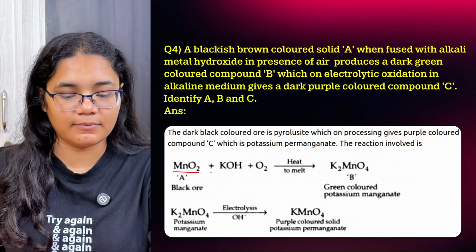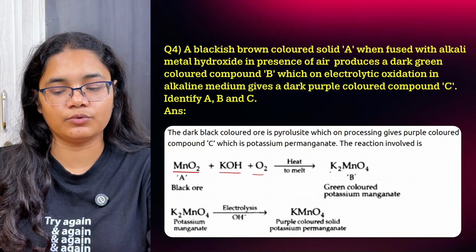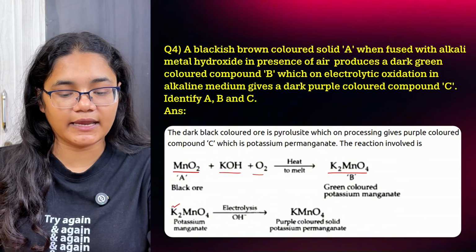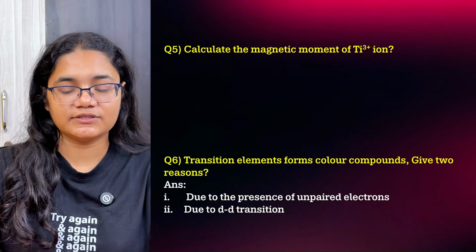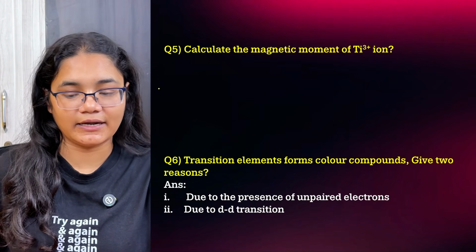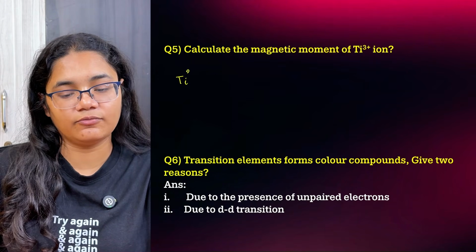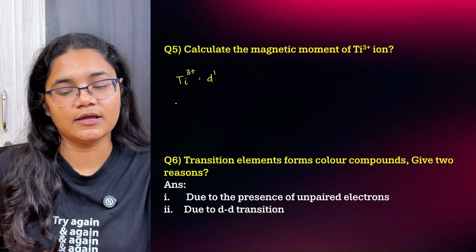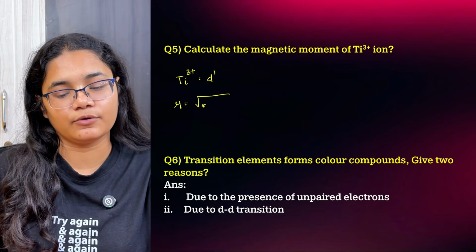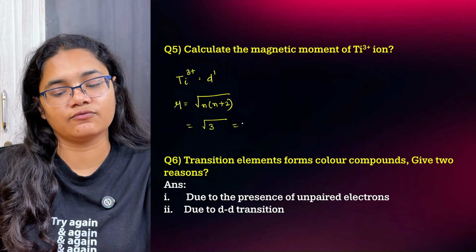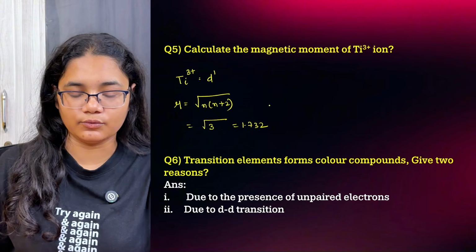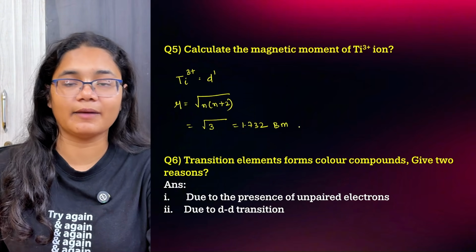So here first MnO2 is treated with KOH and O2 to give you K2MnO4. Then K2MnO4 under electrolysis gives you KMnO4. Next was to calculate the magnetic moment of titanium 3+. So if you see, titanium 3+ configuration is d1. So what is the magnetic moment formula? Root over of n into n plus 2. Here n value is 1. So I'll get root over of 3, which is 1.732. Unit is important, Bohr magneton.